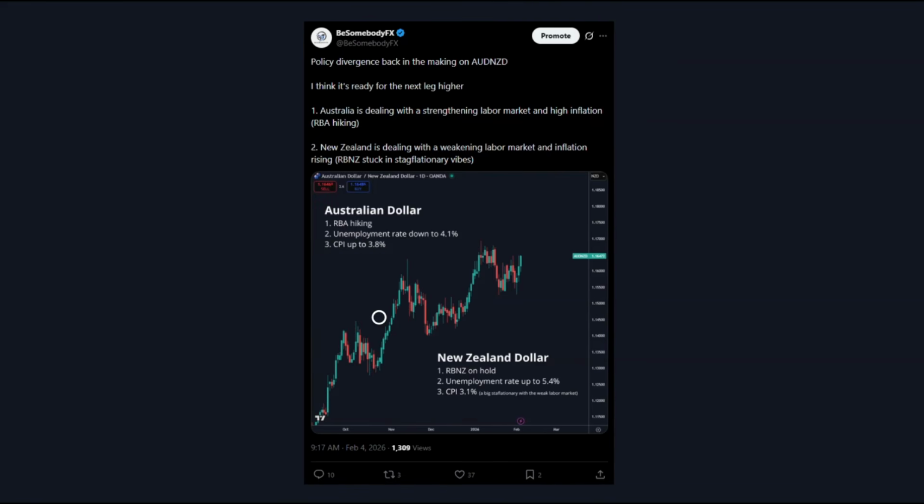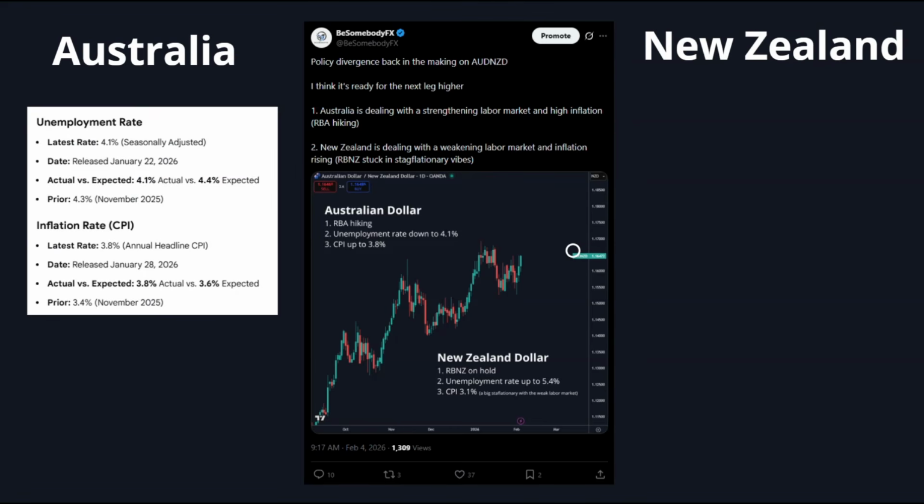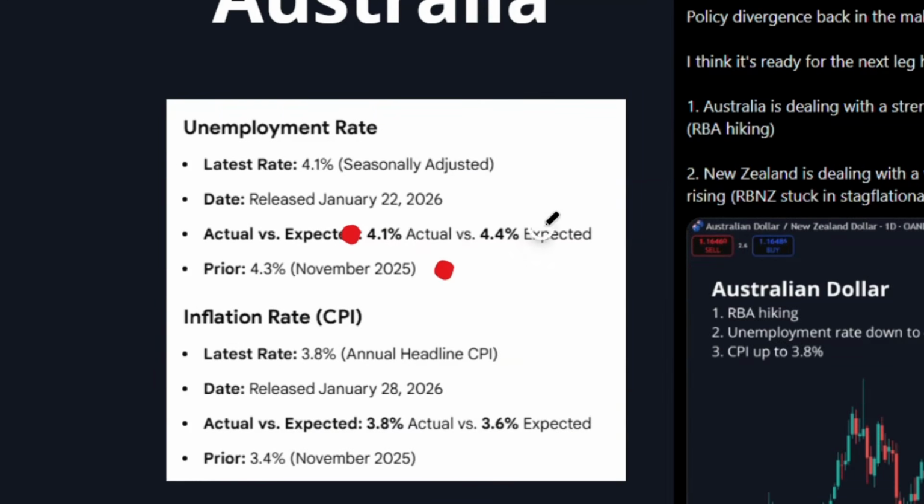Every great trade starts with a clue essentially. For this trade, the first clue came from Australia, because at that time, Australia was flashing, I would say, resilience, strength. The unemployment rate was actually ticking lower to 4.1% and was expected at 4.4%. Now, follow me closely for a second. The unemployment rate was expected to worsen from 4.3% to 4.4%, and yet it actually printed 4.1%. So that's the first clue there. Okay, labor market tightening instead of weakening.